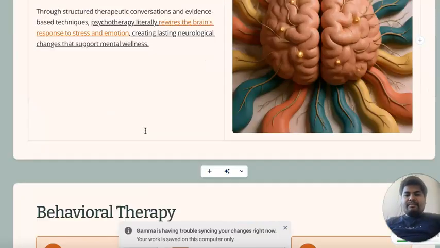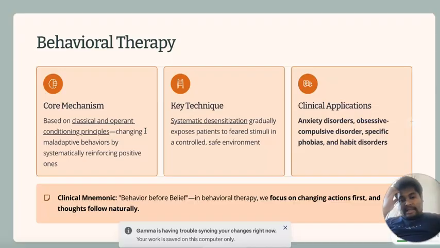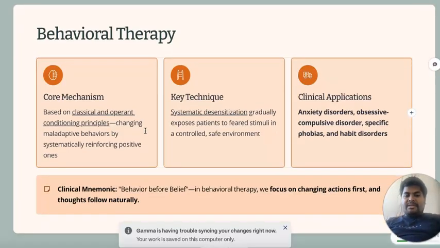Now there are different therapies, out of which one is behavioral therapy. In behavioral therapy, what we do is focus on changing action first, and thoughts follow naturally. For example, let's take systematic desensitization. Systematic desensitization is a part of behavioral therapy.